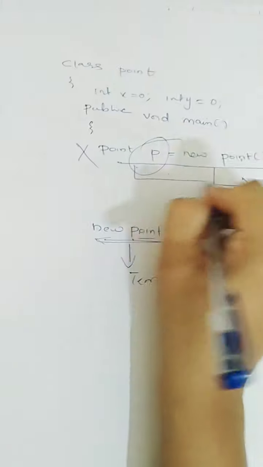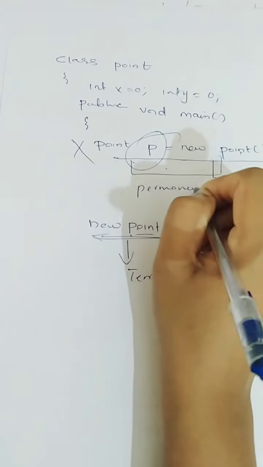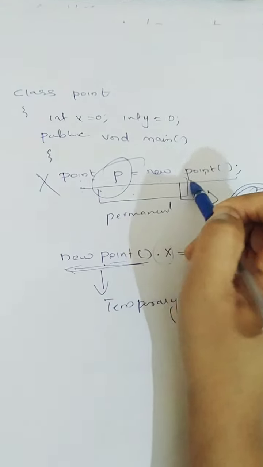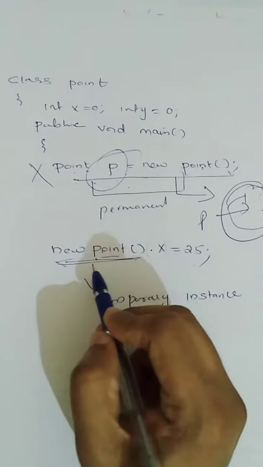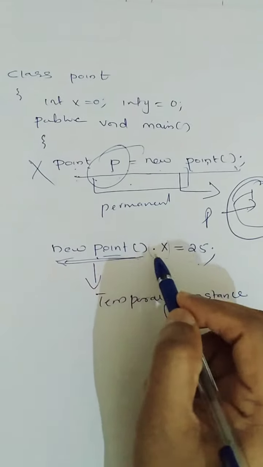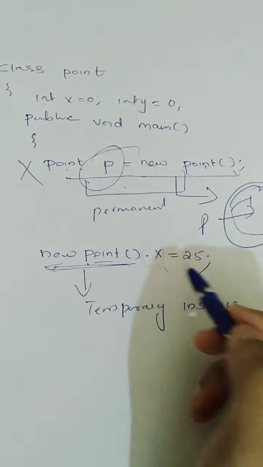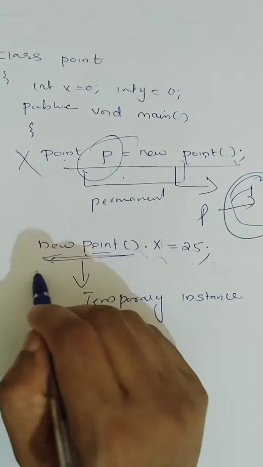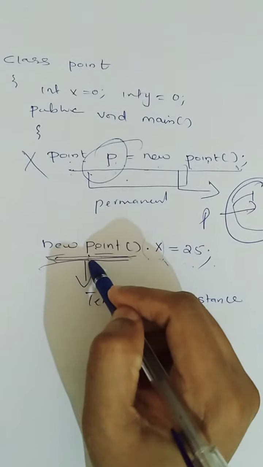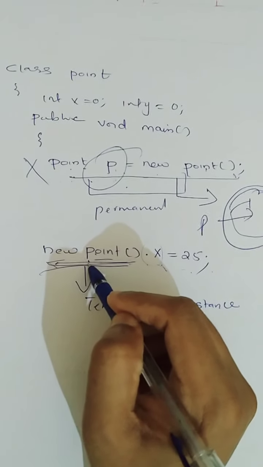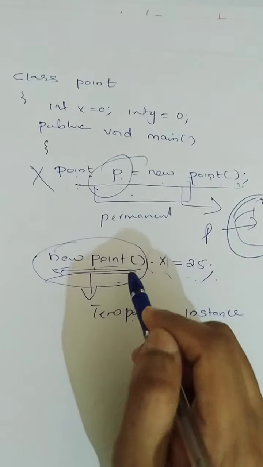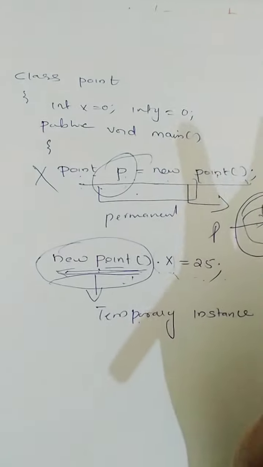So how will you create a permanent object? Class name, object name is equal to new class name, parentheses open and semicolon. How will you create a temporary instance? Keyword new, class name and brackets, then dot your method or data member. This is known as a temporary instance. If you have not created an object with an object name, no reference is kept for the object. It will not have any references.